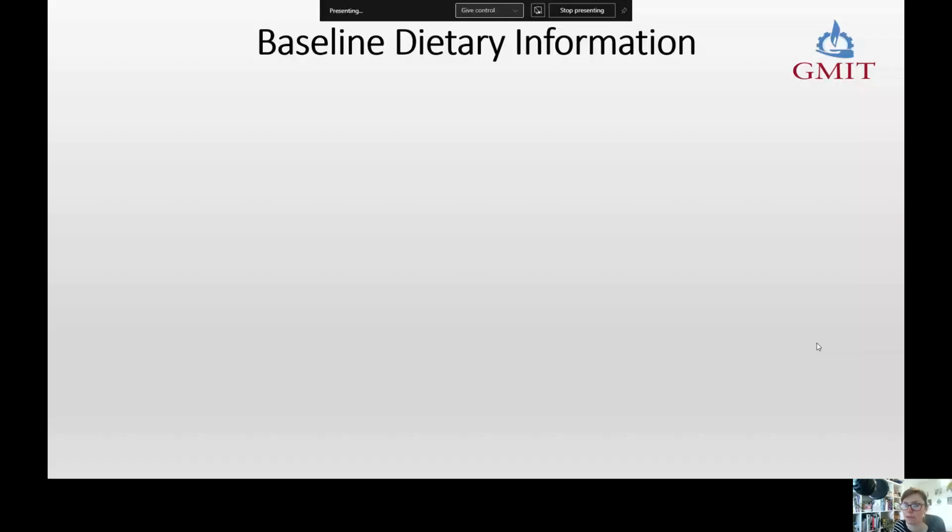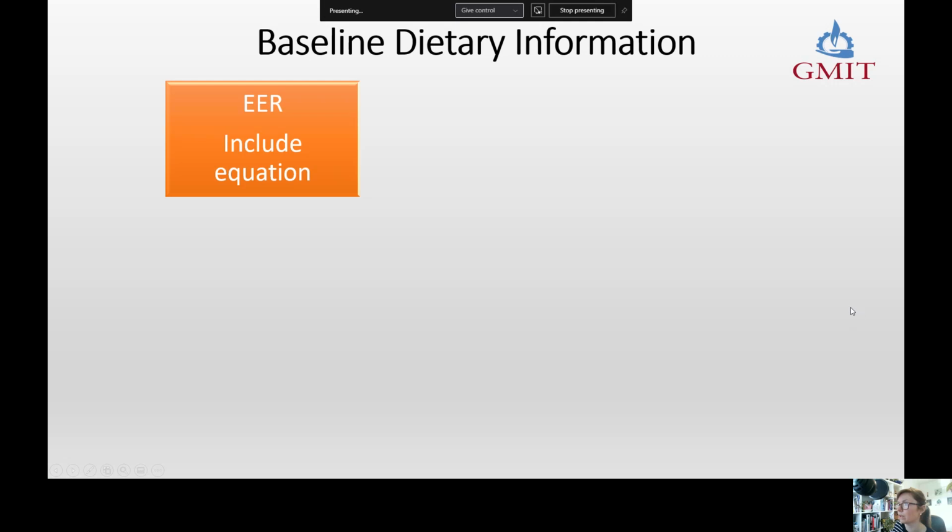Okay, so the A, B, C, D, E for your case study, we're on the D now, so dietary information. So how are you going to get the marks for this in your case study? Well, first of all, you're going to calculate estimated energy requirements. If you have your weight and height and date of birth from the A section, then you should be able to calculate estimated energy requirements.